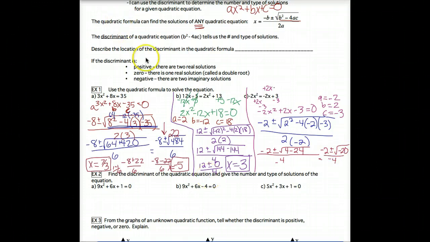So this is the first time that our square root hasn't come out evenly. And not only does it not come out evenly, it also is a negative, which should be telling you that there's going to be an i in the answer. Now I know it's going to have an i in it, but I also need to break down the 20. 20 is 4 times 5. So its biggest perfect square is 4. So this is really going to be 2 radical 5, and then because it was negative, that means I'm going to need an i to go in it. So that's negative 2 plus or minus 2i radical 5 over negative 4.